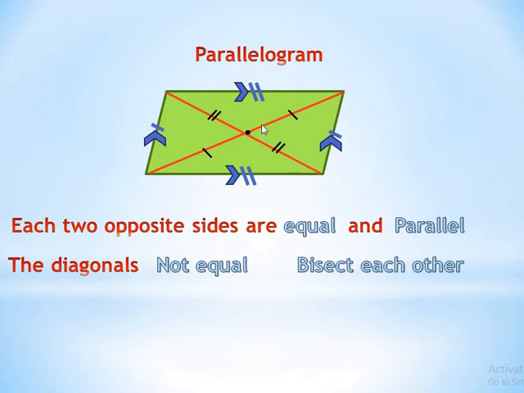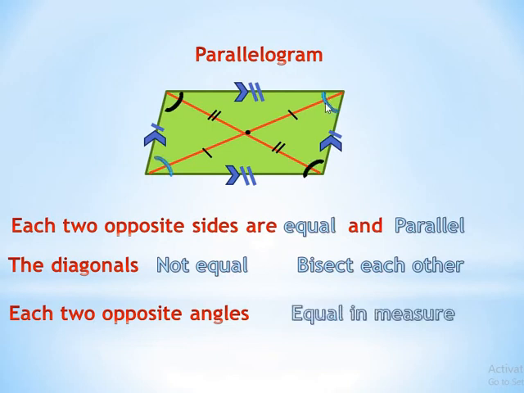Let's talk about the angles. What about the opposite angles? Each two opposite angles are equal. So the blue angle here equals the blue angle here, and the black angle here equals the black angle. So each two opposite angles are equal in measure. If the measure of this angle is 60, this angle will be 60.